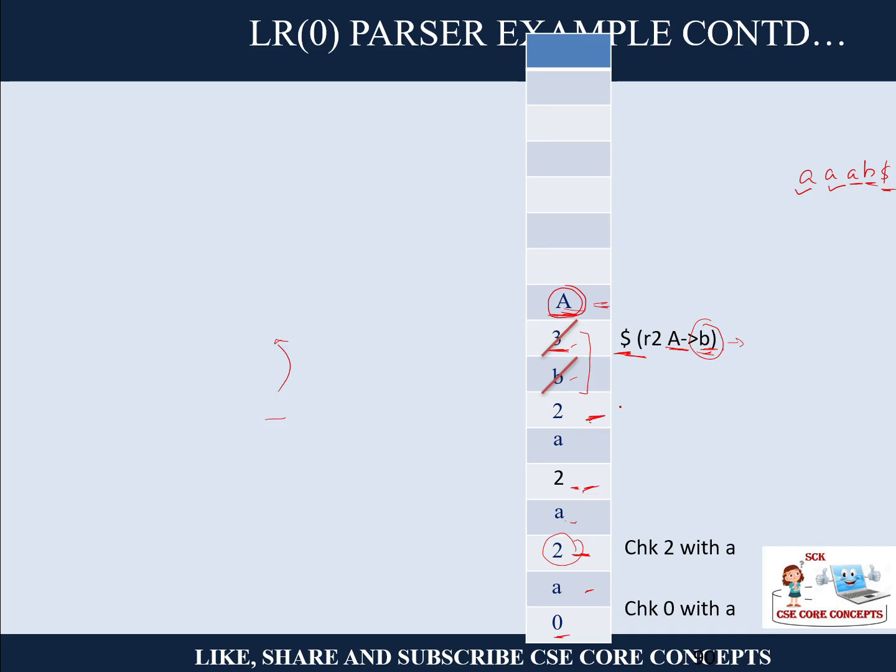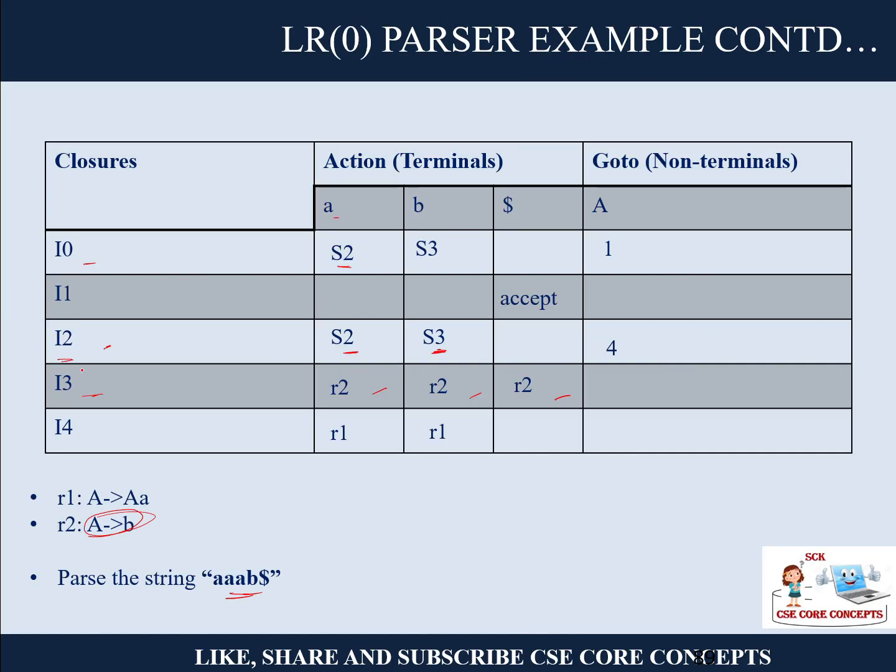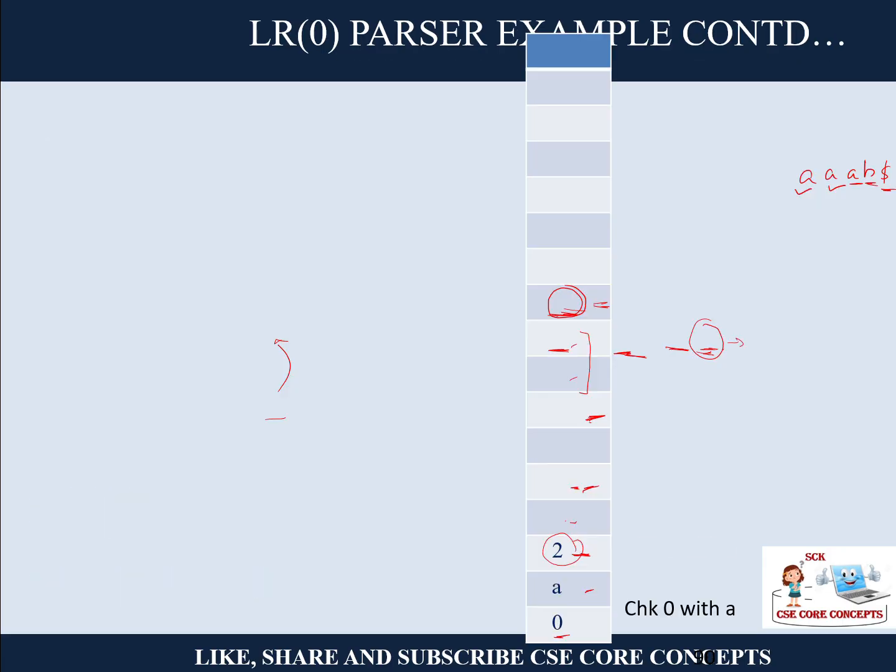So let us see what is the position of second closure and A, capital A. Remember? 4. So you have to insert 4 here. Okay? Done. Now since it is 4, what is the end of the string is still our dollar, right? So you have to check $4.